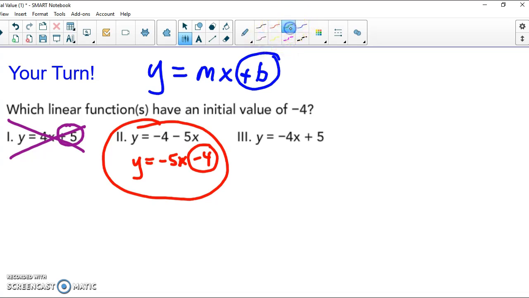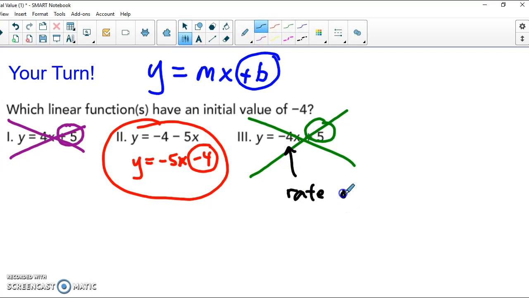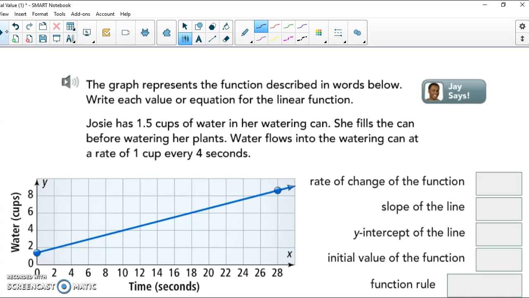And finally, y equals -4x plus 5. y equals mx plus b. My b is a +5, which again is not an initial value of -4. In this case, I have a -4, but this -4 is my m, or my rate of change, or sometimes we'll call that our slope, and we always use m to represent our slope in our equations. So our -4 in this equation is the rate of change, or the slope.